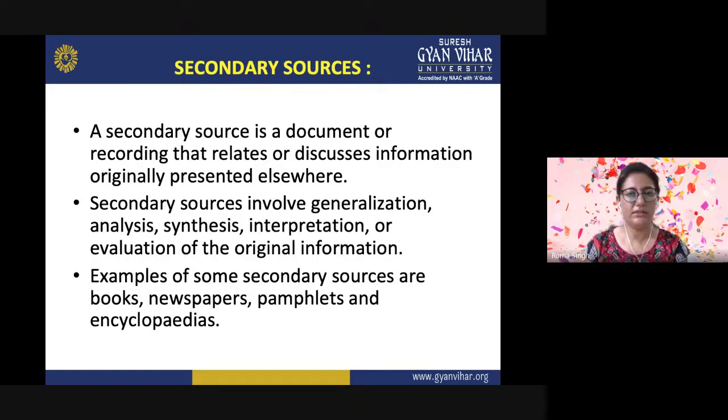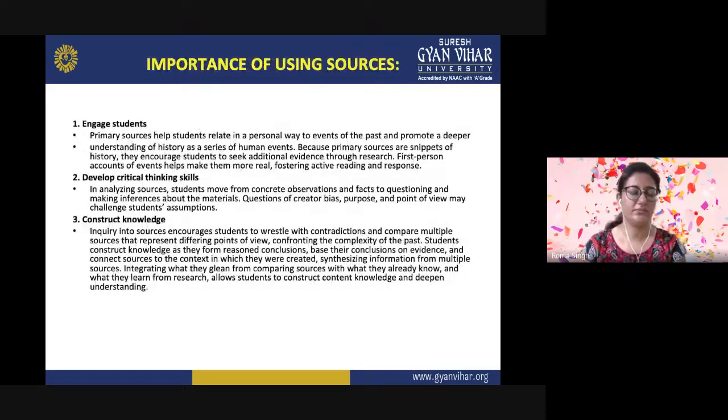So a secondary source can be a document or a recording that relates or discusses information originally presented elsewhere. It involves generalization, analysis, synthesis, interpretation, or evaluation of the original information. Examples of some secondary sources are books, newspapers, pamphlets, encyclopedias. There are numerous kinds of resources available; it just depends on the teacher to find out which are the true, evidence-based sources that have a certain kind of authenticity.